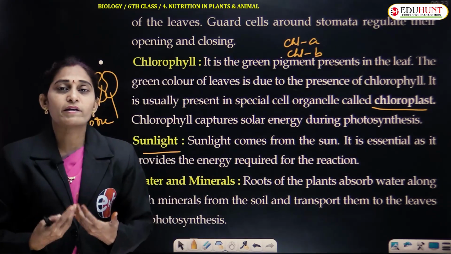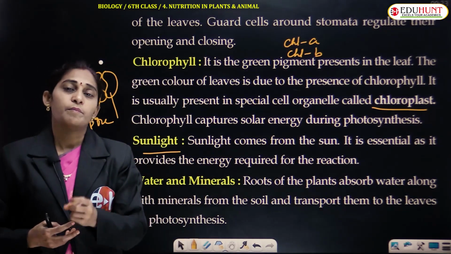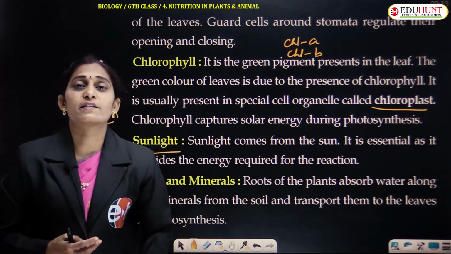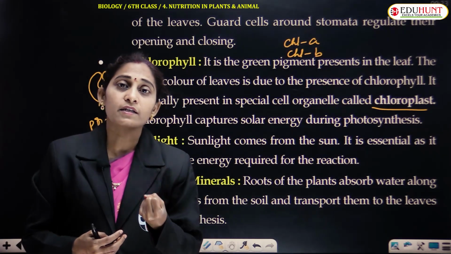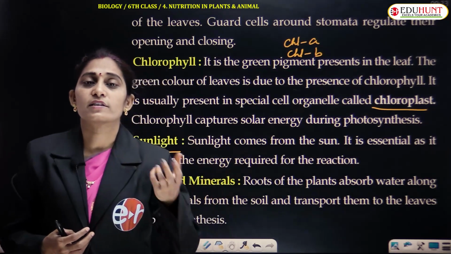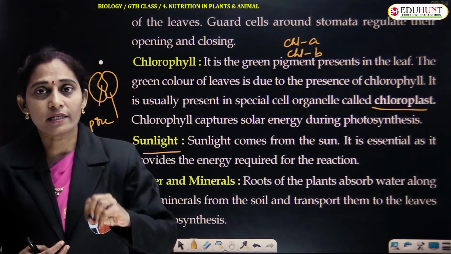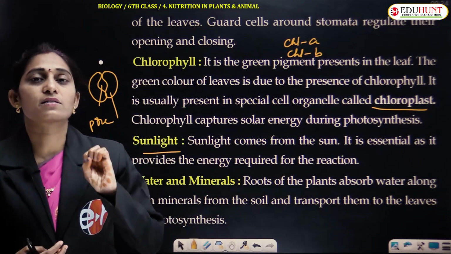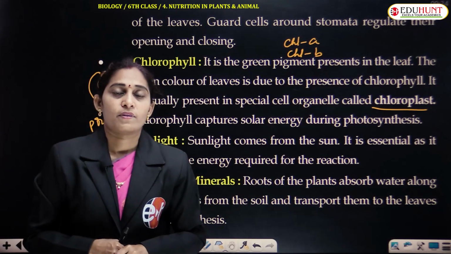How can we say that it is going in, but it is not essential? Green color is reflected out of the leaf. That is why in green light, photosynthesis never takes place.